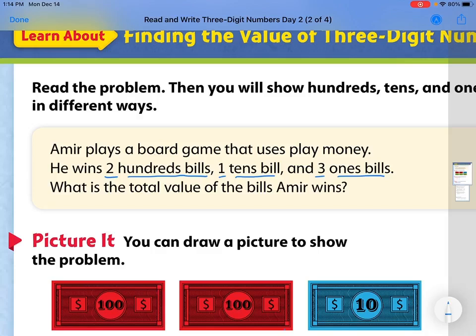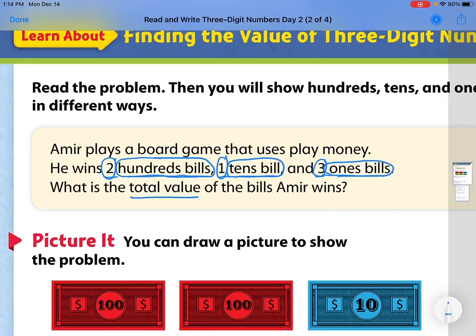Okay, let's go back up and look at this. He has 2 hundreds bills, okay? So that reminds me of hundreds. He has 1 tens bill, and that reminds me of tens. And he has 3 ones bills, and that reminds me of ones. What is the total value of the bills Amir wins? So they want us to get the total, which means we're going to be adding together all of those amounts.